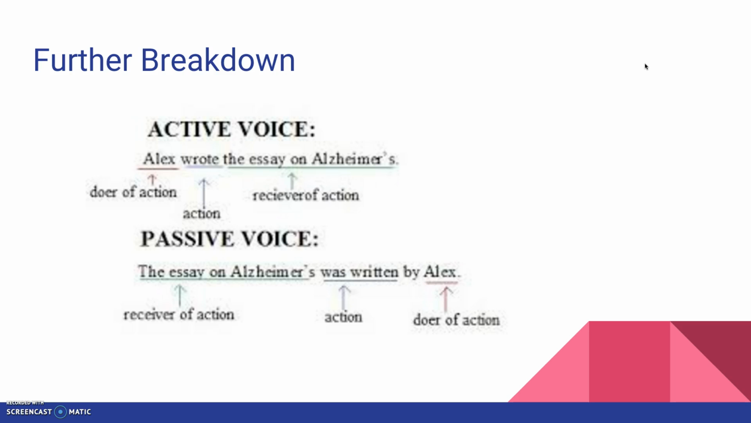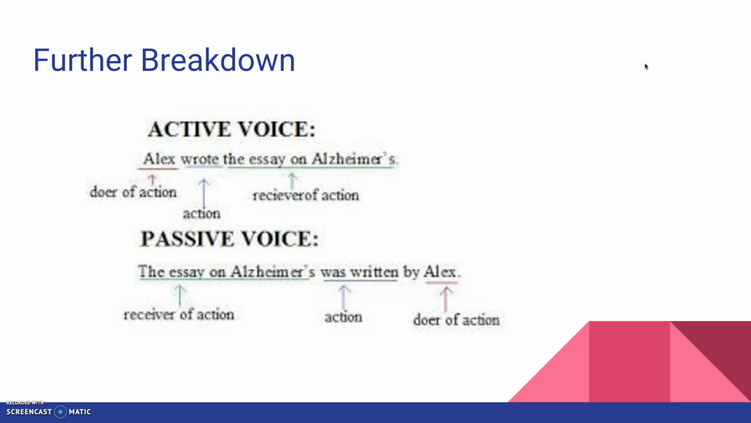Now, in active voice, I'll just read the sentence. It says, "Alex wrote the essay on Alzheimer's." Alex is the doer of the action, wrote is the action itself, and the essay on Alzheimer's, that is the receiver of the action, because Alex is writing the essay on Alzheimer's. Now, in passive voice, if we see, it says the essay on Alzheimer's was written by Alex. The essay on Alzheimer's is the receiver of the action, was written is the action, and Alex is the doer of the action.